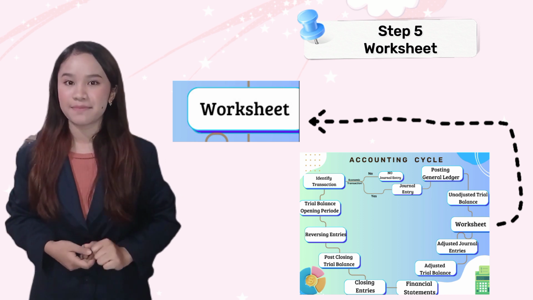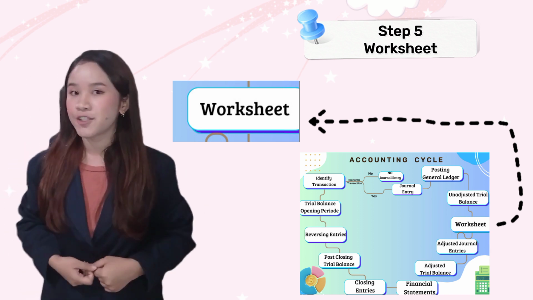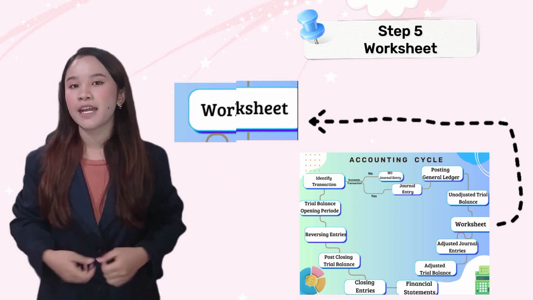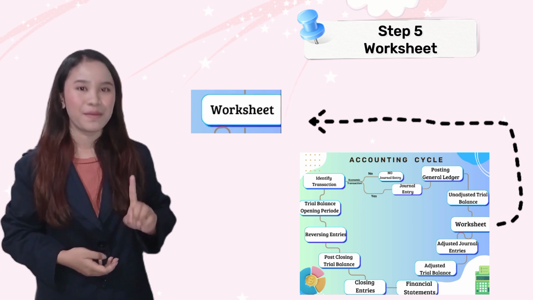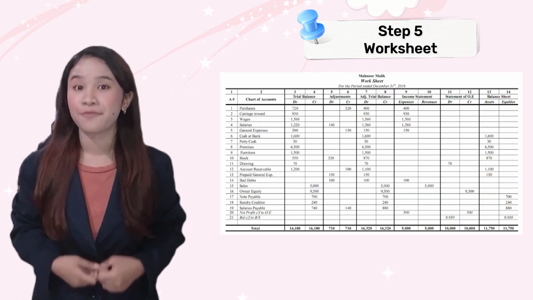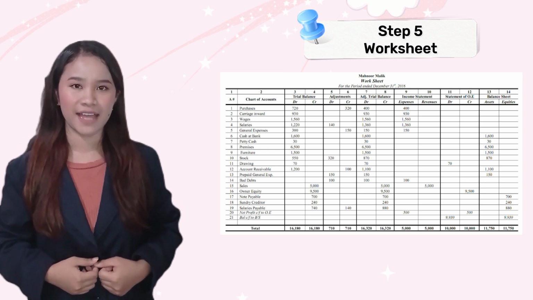The fifth step is making a worksheet. A multi-column paper worksheet is used in accounting operations that contains company accounting data in one period. A worksheet helps with the process of creating the financial reports because it has summaries of all the data.